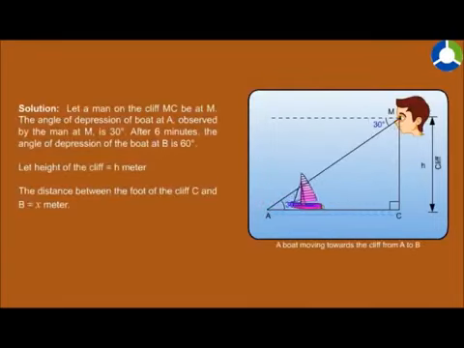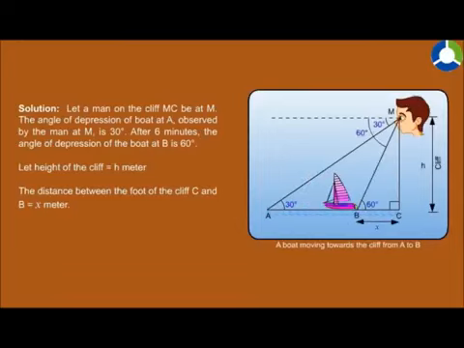Let the man on the cliff MC be at M. The angle of depression of the boat at A observed by the man at M is 30 degrees. After 6 minutes, the angle of depression of the boat at B is 60 degrees. Let the height of the cliff be h meters. The distance between the foot of the cliff C and B is x meters.